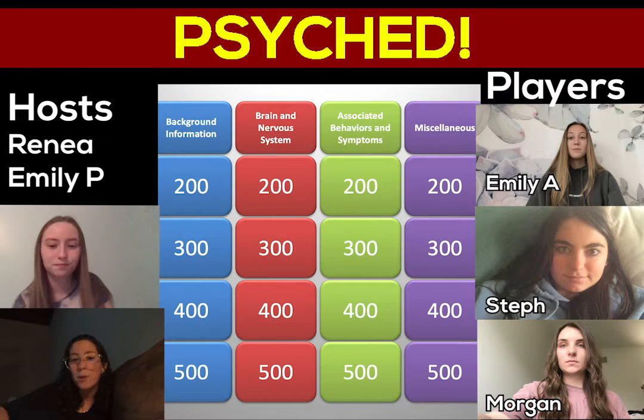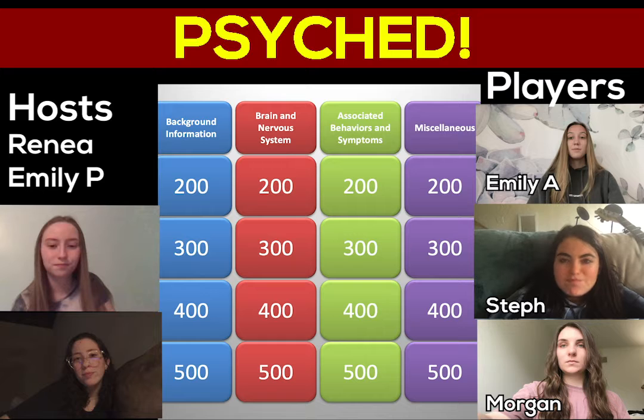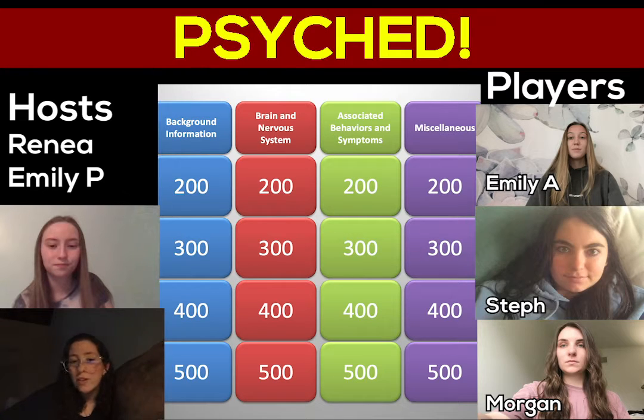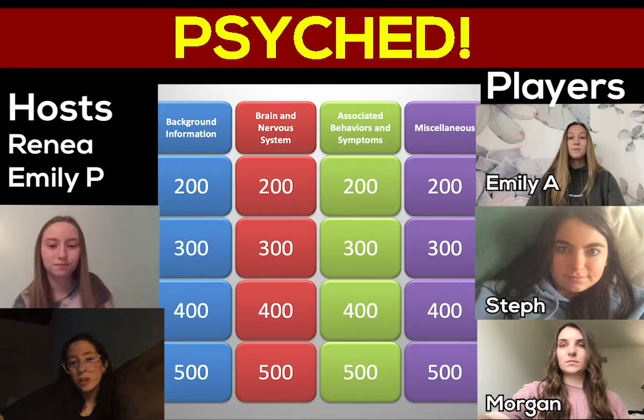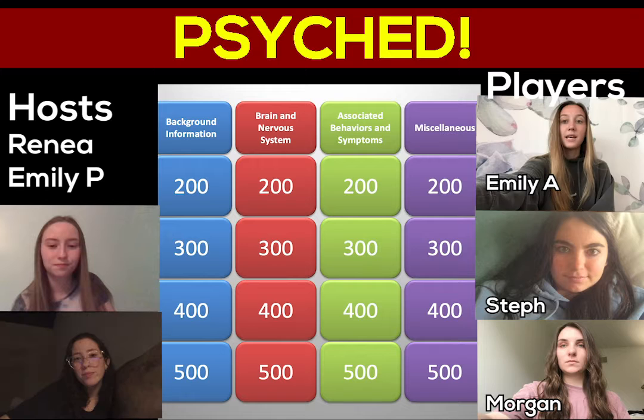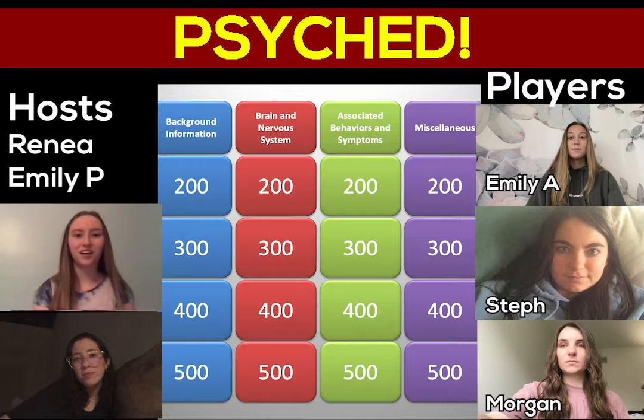Go ahead and pick a category. Brain and nervous system for 300. What part of the nervous system does MS affect? Go ahead, contestant 3. MS affects the central nervous system, or CNS, which includes the brain and the spinal cord. Correct.